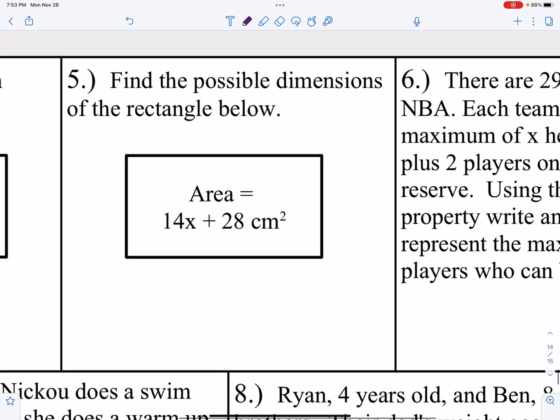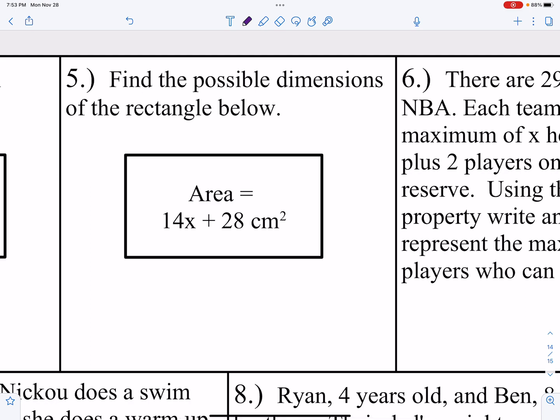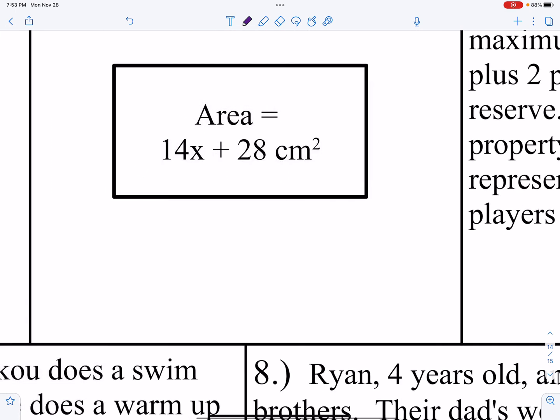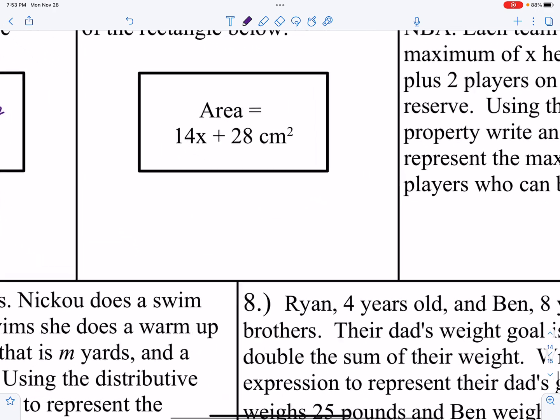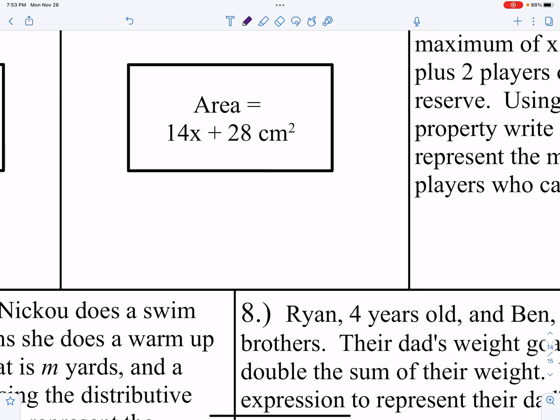Now let's go over to here, find the possible dimensions. So same as we did above. If you want to try this out and then see what I do, you can do that. So our area equals 14x plus 28. It's a little bit different, I guess, because we have the 14x and the 28 centimeters. So we're just going to have to factor out a length and a width. So when I look at this, I'm going to rewrite this here.